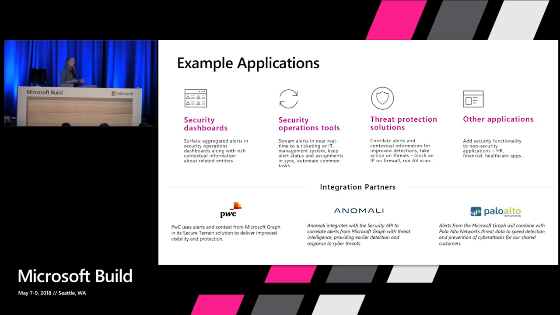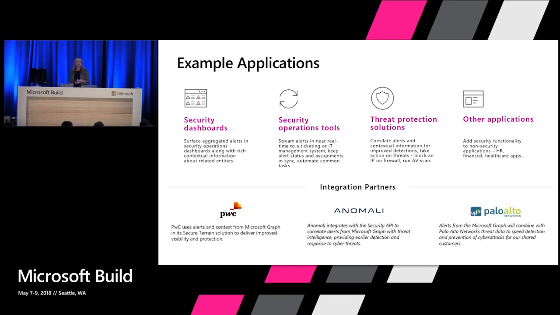As part of our initial public preview launch, we featured some integration partners, some of the folks that were working with us through the private preview and have applications that are integrated already with the security API. One example of that is PwC, who is integrating alerts and context from Graph into its Secure Terrain solution. PwC is both a technology provider and also a managed security service provider. So we talked a little bit about the value of integrating those security insights into dashboards for MSSPs.